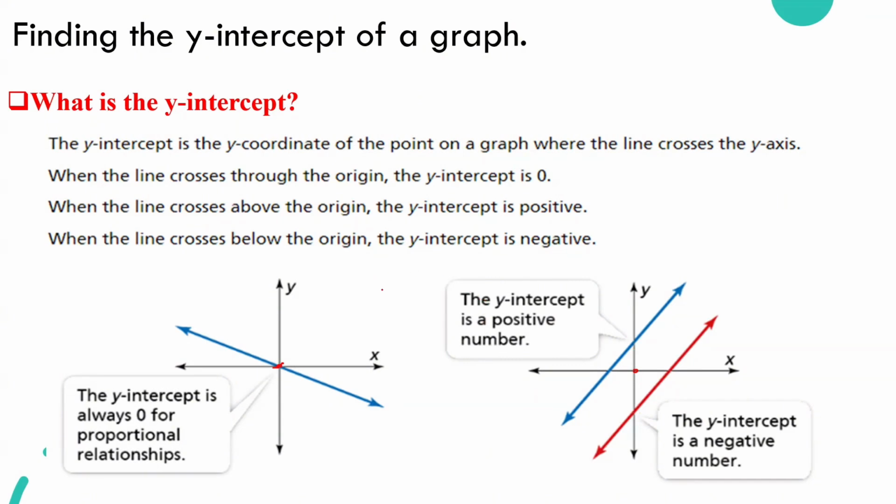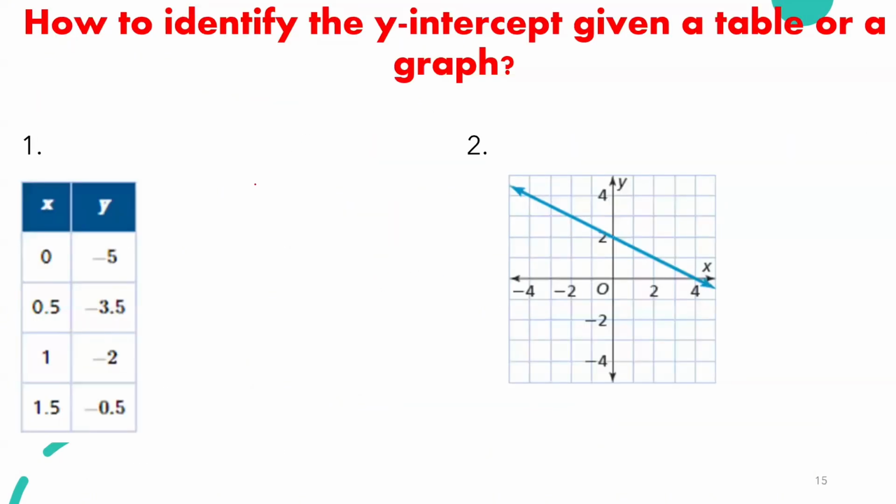on certain key concepts. Now, looking at our example here, it says how to identify the y-intercept given a table or a graph. Given any one of these diagrams, you should be able to identify the y-intercept. So let us start with the table. How can we identify the y-intercept given a table? First, remember, a y-intercept is made up of an x and a y value, that's a point. So the y-intercept is always the value of y when x is 0.